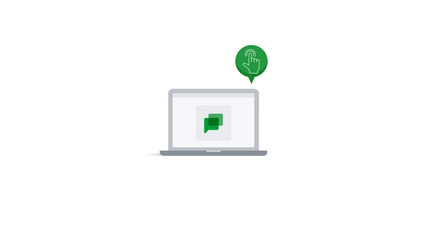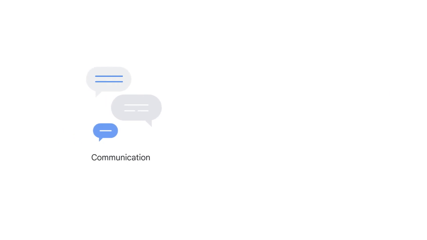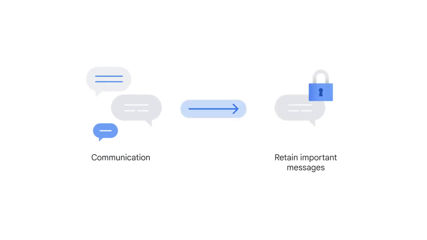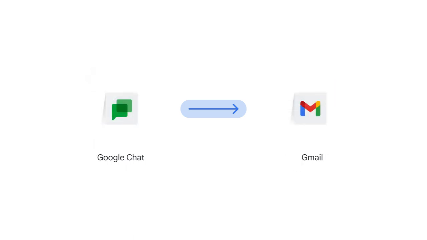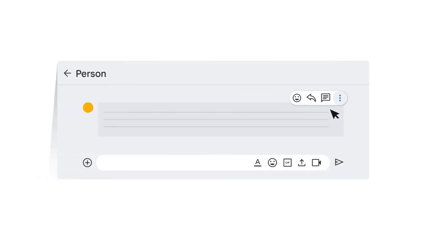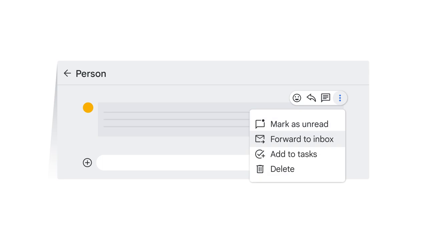Google Chat has many interactive features that help you collaborate better with others. As you communicate with someone or a team, you might want to retain important messages for future reference. Google Chat lets you forward messages directly to Gmail. To do this, hover your mouse over a message, click More Actions, and then click Forward to Inbox.